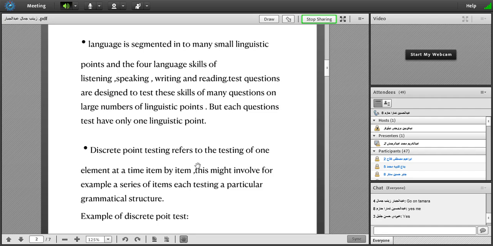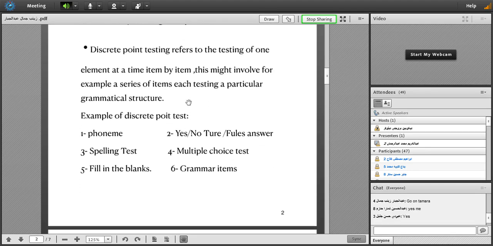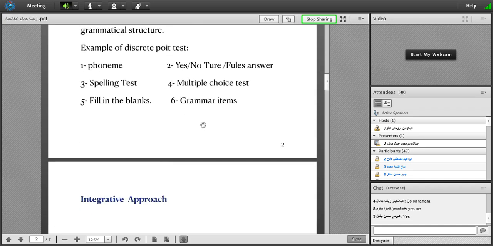Example of discrete point test. Number one, volume. Number two, yes, no, or true, false answer. Number three, spelling test. Number four, multiple choice test. Number five, fill in the blanks. Number six, grammar items.